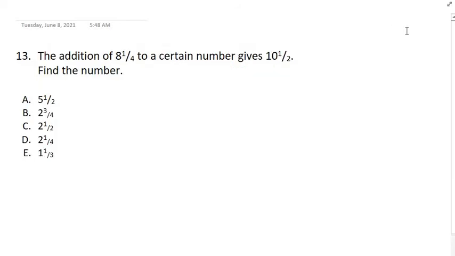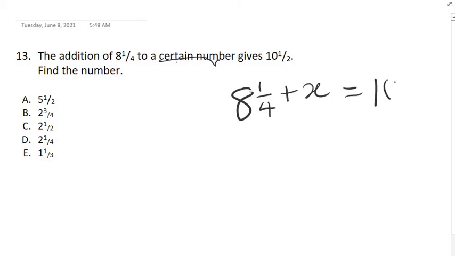The addition of 8 whole number 1 over 4 to a certain number gives 10 whole number 1 over 2. Find the number. The number was not given, so let's represent this certain number here. They said a certain number. Let's represent it with any alphabet of our choice. Probably let's represent it with X. So 8 whole number 1 over 4, the addition plus the certain number which I've represented with X will give us 10 whole number 1 over 2.